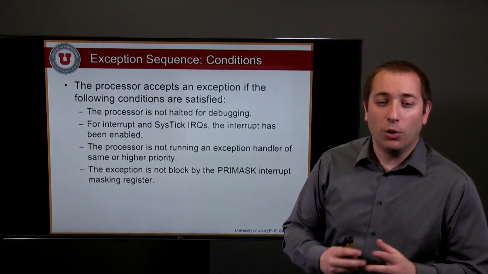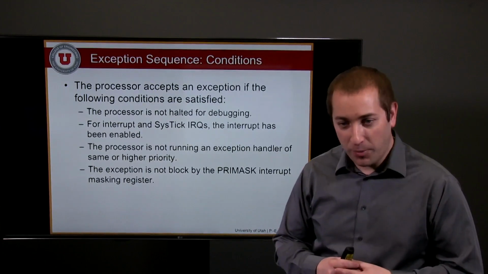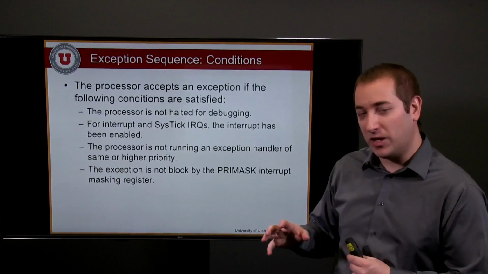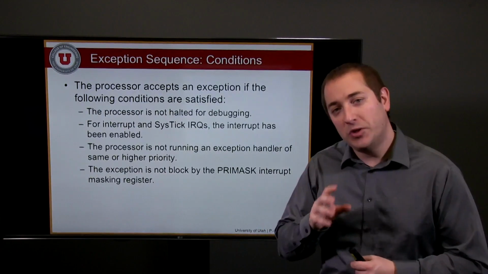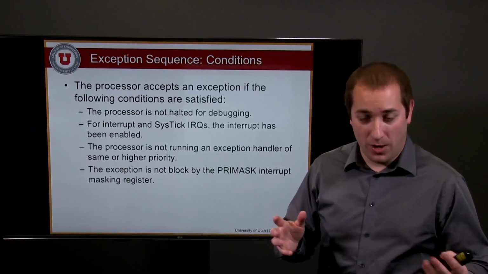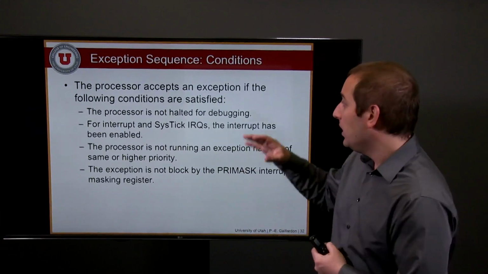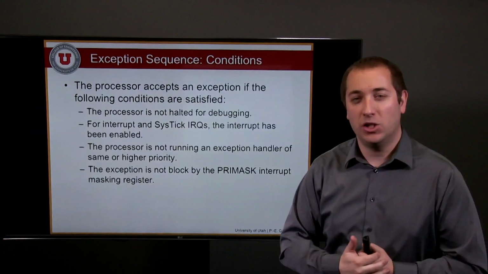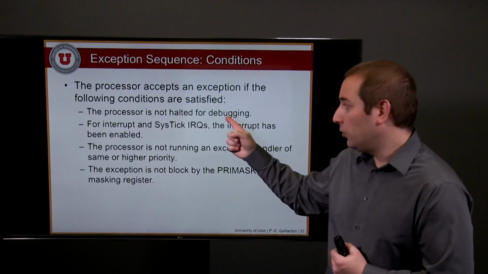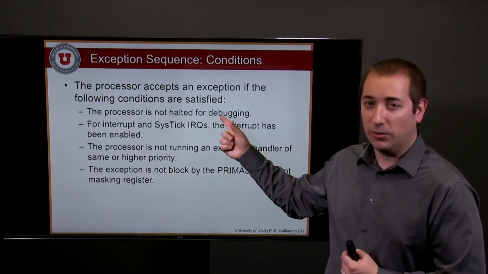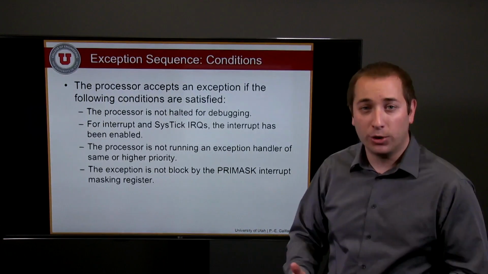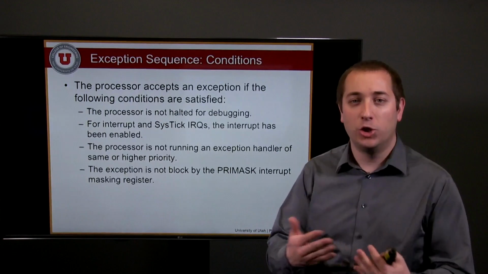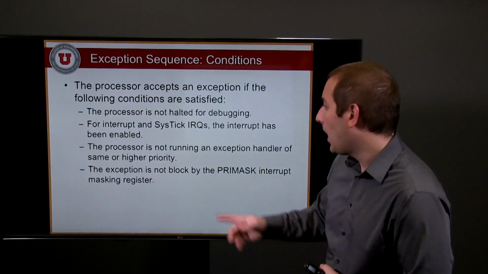In order to process an exception or an interrupt, your processor must be in a specific state. So it's not always the case that you will process any request. In order to accept an exception, you must satisfy the following conditions. Your processor, first of all, should not be halted for debugging. As you know, we can run a debugger and stop our processor. Obviously, if the processor is stopped, we cannot jump into a new piece of code.